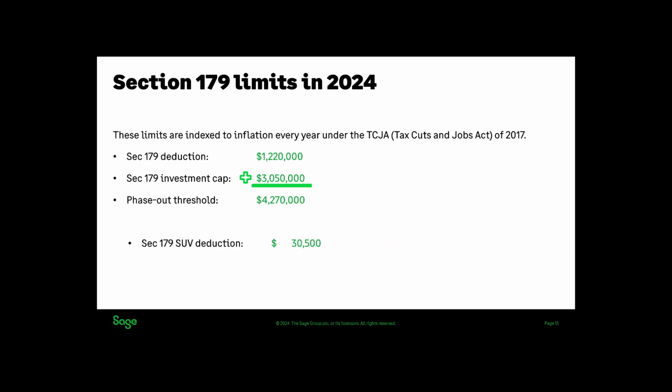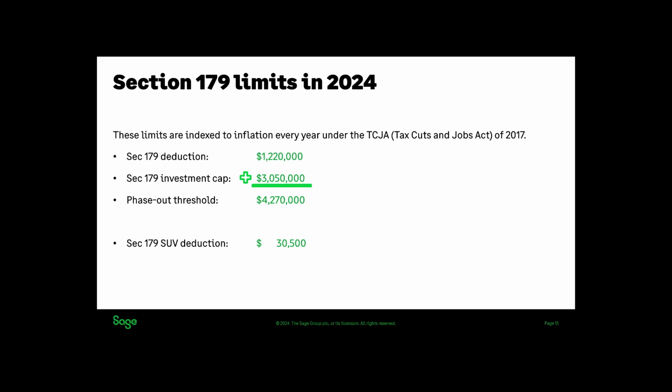There's also a deduction that you can apply to the purchase of an SUV. An SUV would have a weight between 6,000 and 14,000 pounds. And that too is indexed to the inflation rate. And so now we're up to $30,500 for this year.